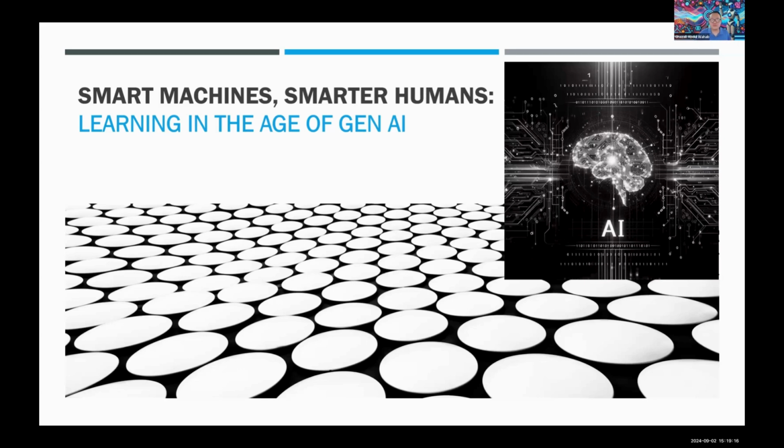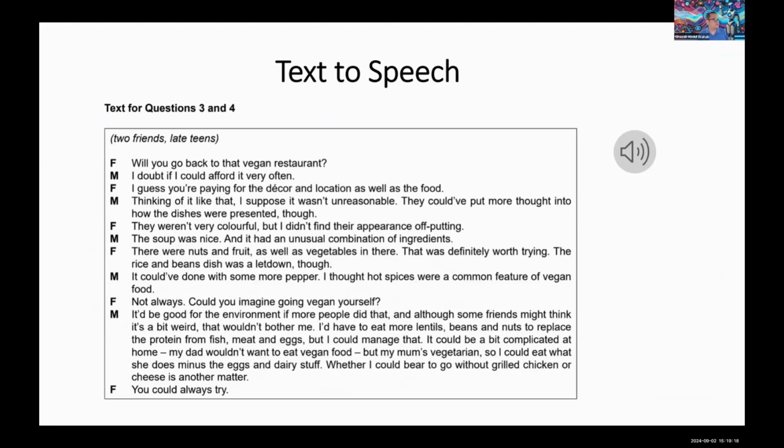Let's go straight to an AI tool that I use, which is text to speech. So this is an example of text to speech where you give a text and it will churn out a speech.